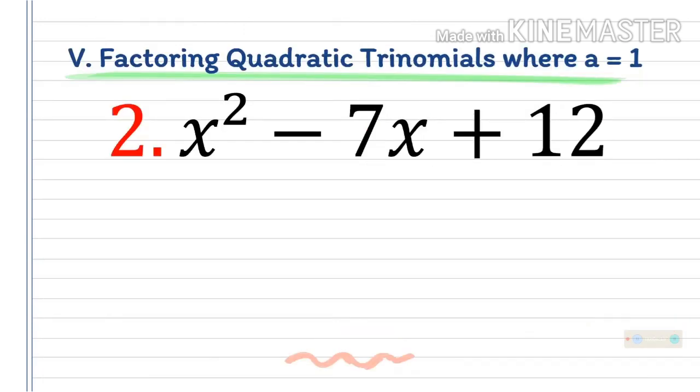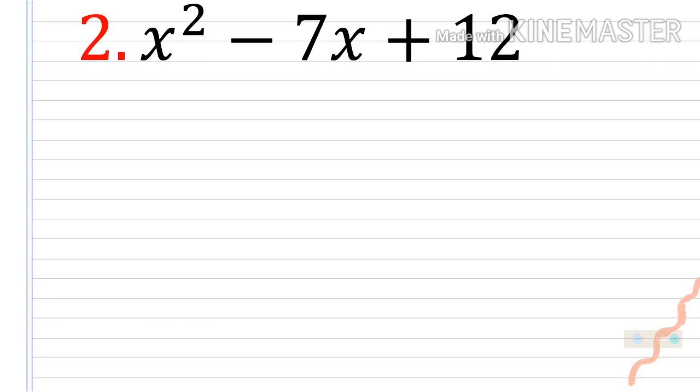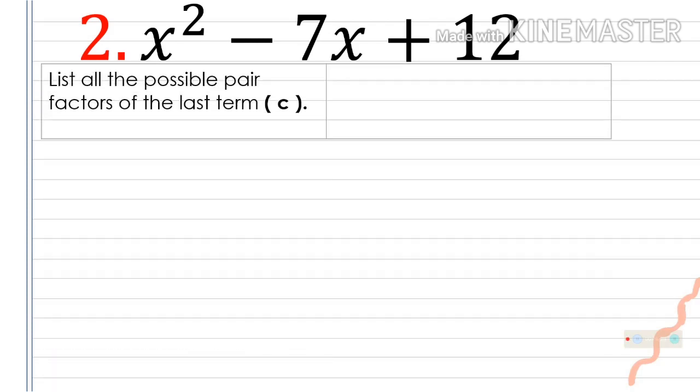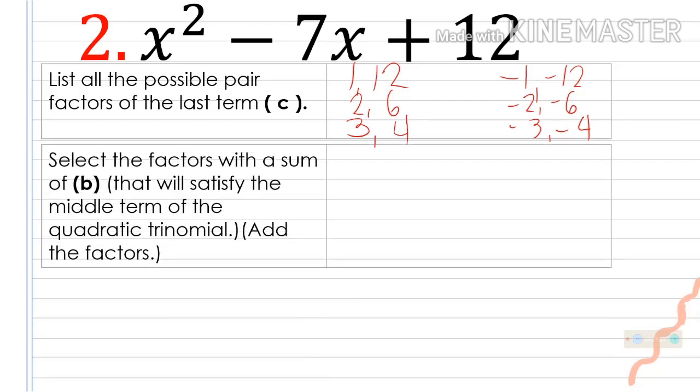X squared minus 7x plus 12. Again, we list the factors of 12. Since it is the same as the previous example, you can use again 1, 12, 2, 6, 3, 4, negative 1 and negative 12, negative 2 and negative 6, and negative 3 and negative 4. Then again, you are going to select the factors with the sum of b. This time, our middle term is negative 7.